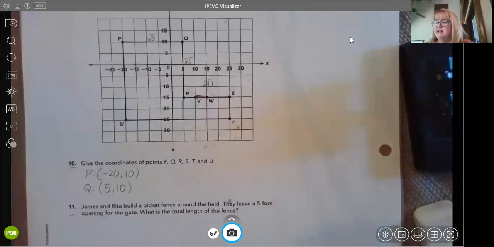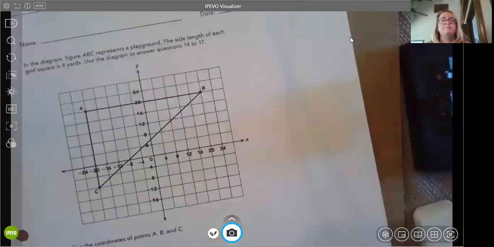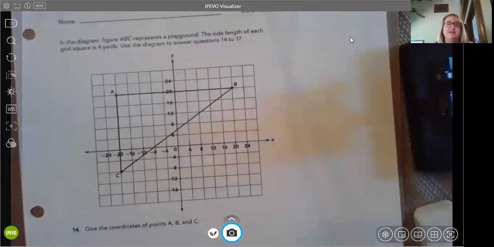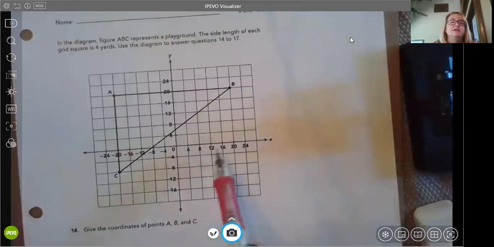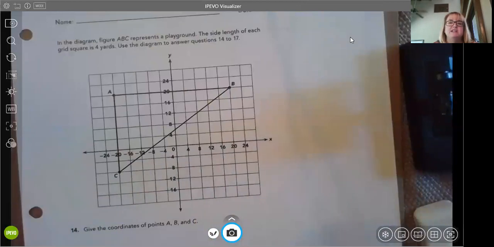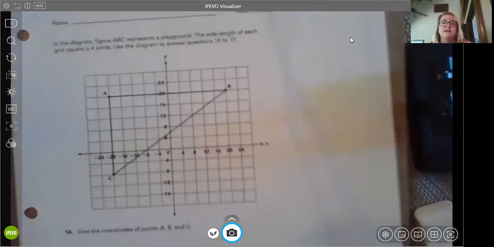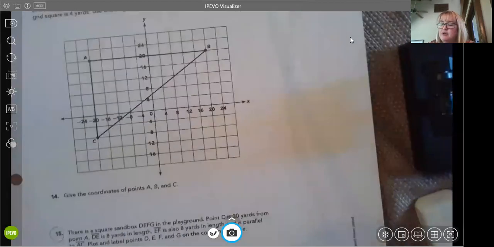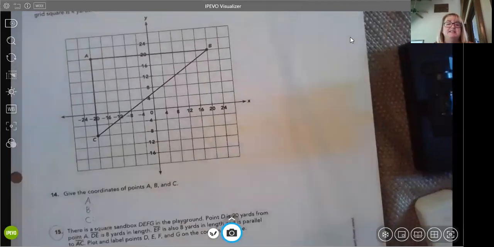All right, last page in this is page 24. It says, in the diagram, figure ABC represents a playground. The side length of each grid square is 4 yards. All right, and then we can see that in the numbering. Each of these is 4 yards. Use the diagram to answer questions 14 through 17. All right, we have this triangular shaped playground. And 14 says, give the coordinates of points ABC. I think you can probably, hopefully do that very easily at this point. So write the coordinates of ABC.